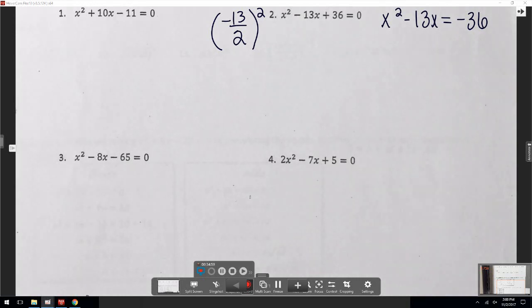Now, keep it as a fraction. Do not change it to a mixed number. Fractions are your friends. What is negative 13 squared? 169. What is 2 squared? 4. No matter how hard these problems get, every single time, what do you do with this guy? Add it to both sides. There you go.